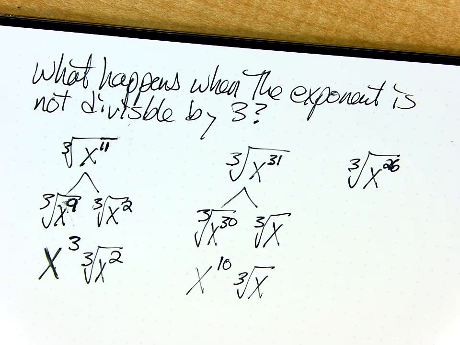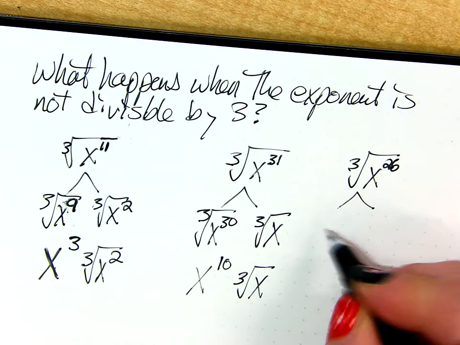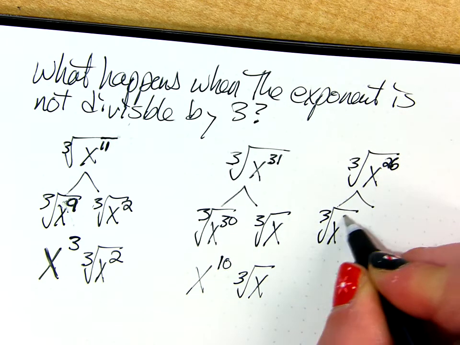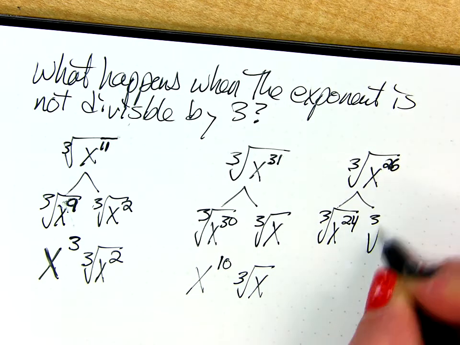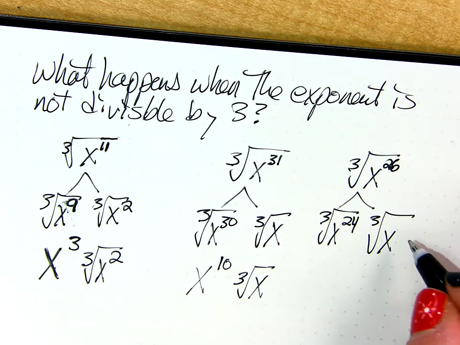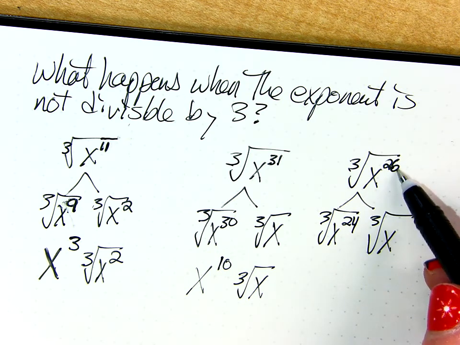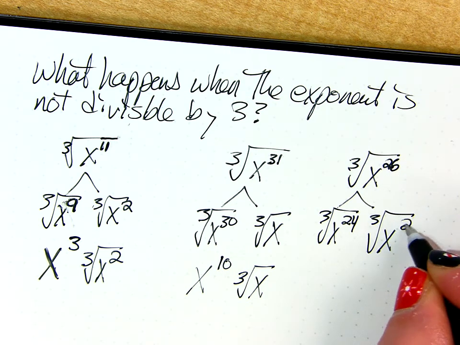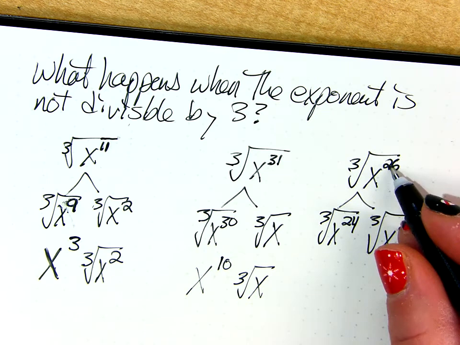Yes. So you split this into the cube root of x to the 24th, and then what would this one be? Wait, what was the original number? 26. So then 2. So it's just a 2. These two numbers have to add back to that.